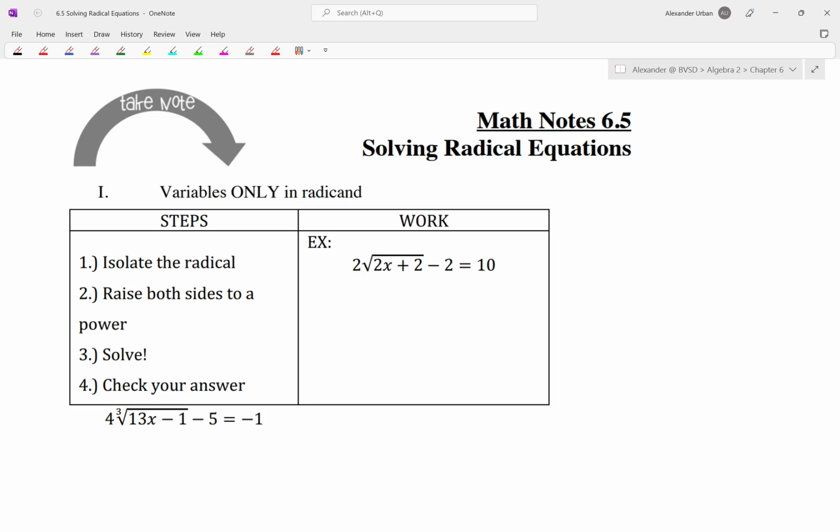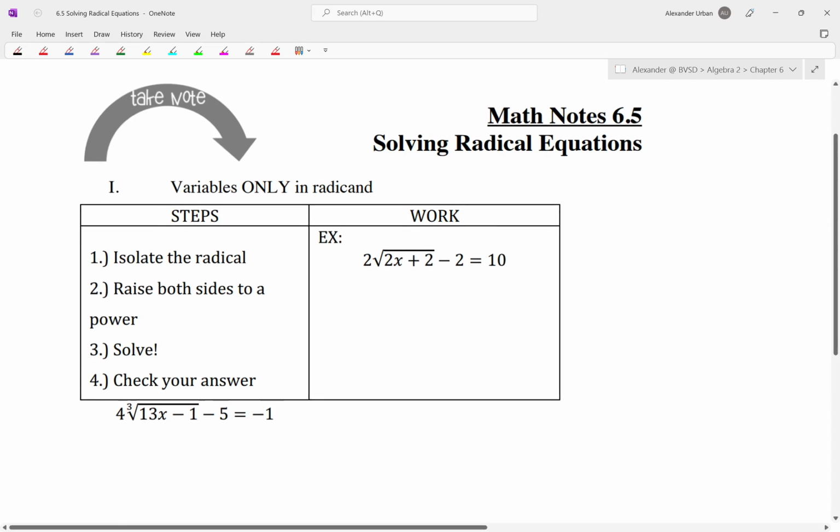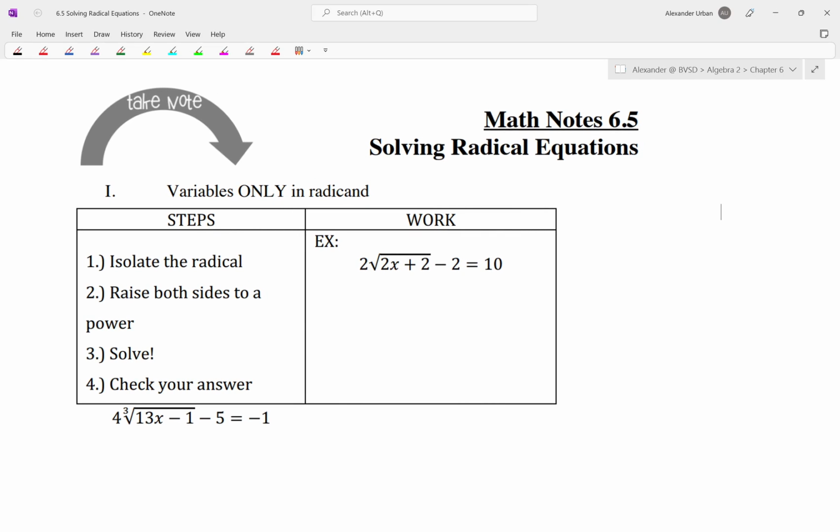Today we're going to be working on 6.5 notes, which includes solving radical equations. Now we have two different types of radical equations that we're going to solve. We're going to solve when we have variables only in the radicand, that means inside the radical, and then we are going to have some that are inside and also outside.